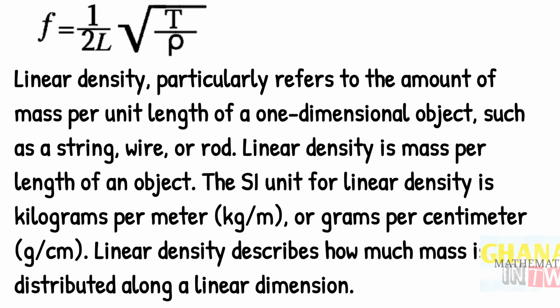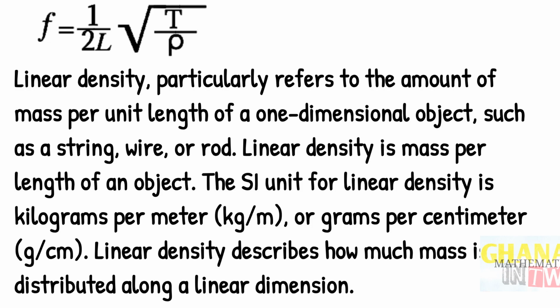What about linear density? Linear density particularly refers to the amount of mass per unit length of a one-dimensional object. Please, I am repeating: mass per unit length of a one-dimensional object, such as a string, wire, or rod. Linear density is mass per length of an object. The SI unit for linear density is kilograms per meter. Kilograms per meter is different from kilograms per meter cube. The kg is mass, the meter is length.